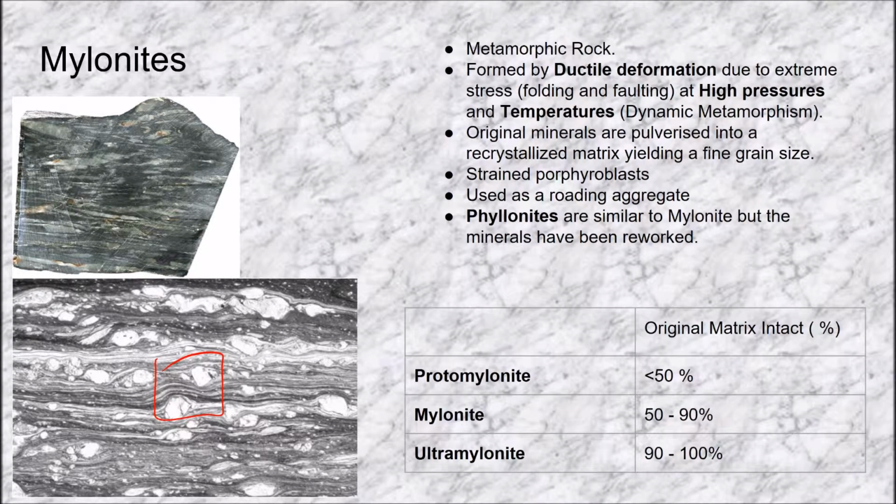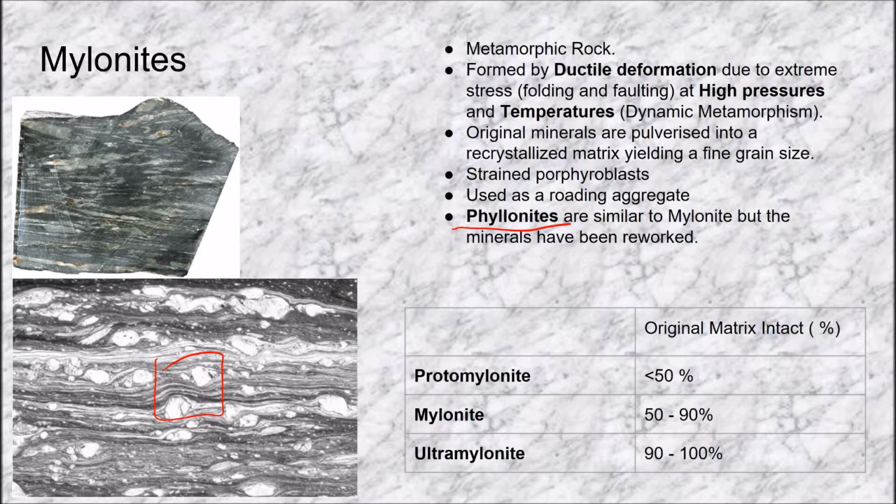That's foliation, and this is due to the recrystallizing of the original minerals when it's lithified at that depth and temperature. Now, there's another type of thing called a phyllonite, which is just a mylonite, but again another reworking of the original body of minerals and stuff.